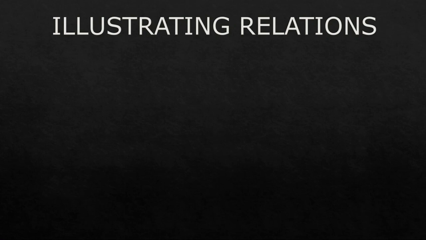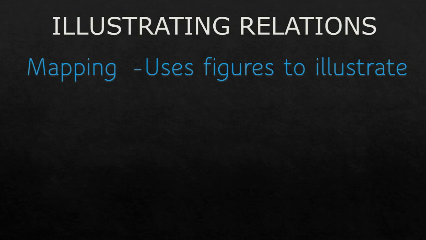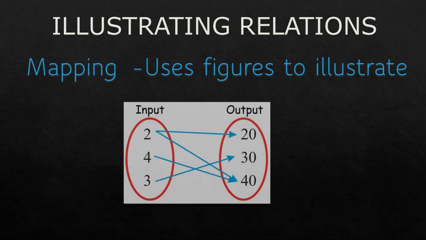Relations are being illustrated into different forms. The first one is mapping. Mapping uses figures to illustrate relations. For example, here we have an input or domain and output or range.